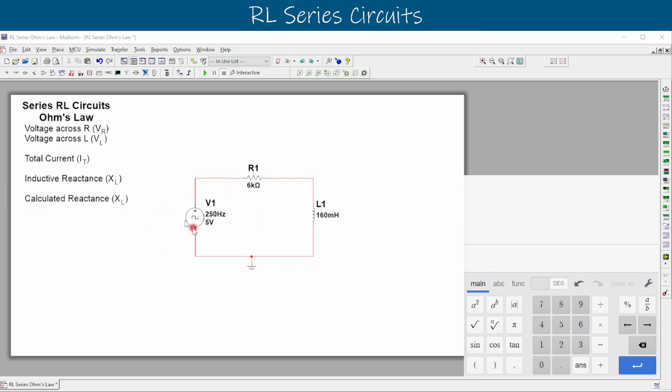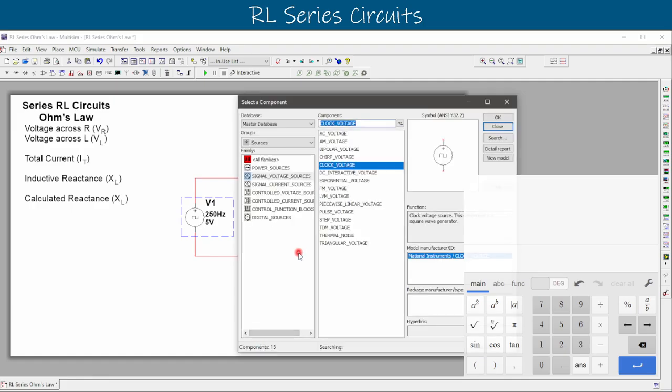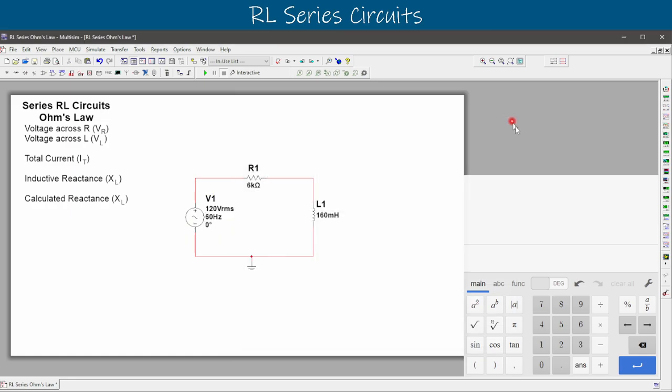So the first thing we have to change is this voltage source. This voltage source is actually a square wave, so we can right-click on this and replace this component. And from here, we want to get some kind of power source so that we can use our multimeters. Our multimeters measure in VRMS. And so I'm going to go to power sources and I'm going to get a VRMS power, which is going to be this AC power at the top here. And I'm going to OK that out. And that immediately replaces it in the circuit for me.